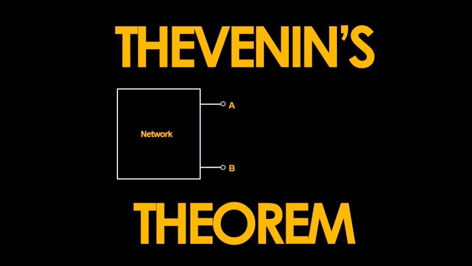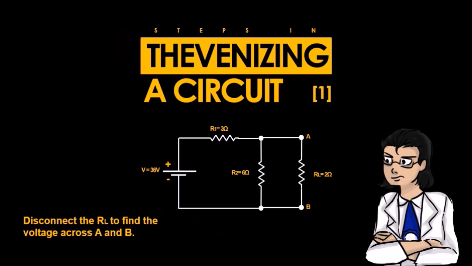Consider a network as shown. Thevenin's theorem states that this network may be reduced to a simplified two-terminal circuit consisting of a single voltage source in series with a single resistor. Now, let's go through the steps in Thevenizing a circuit.